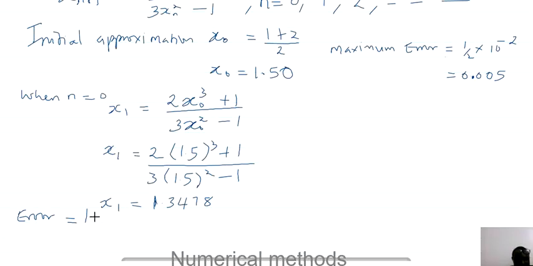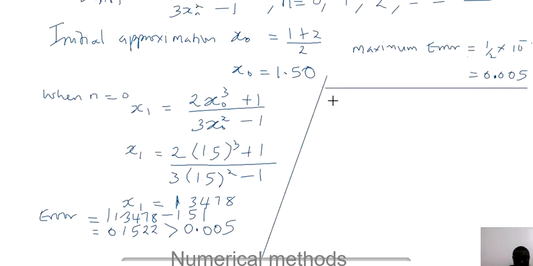So I have 1.3478 minus 1.5 magnitude. When you subtract, it is going to give 0.1522. Now 0.1522 is a value that is greater than the maximum error. This error here is very big. It's greater than what is required, 0.05. So what does that mean? It means we have to continue.